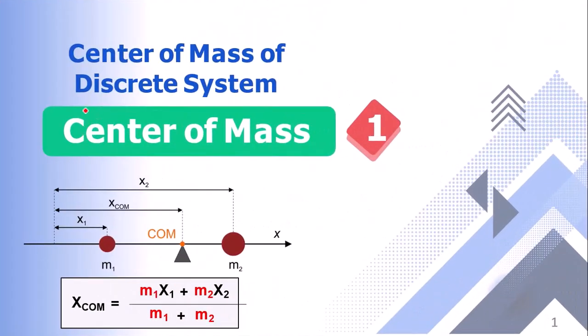So today we'll start the new topic, the center of mass. Initially we calculate the center of mass for the discrete particle system. So what does discrete particle system mean?